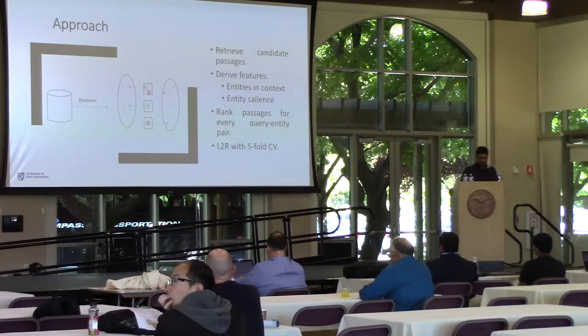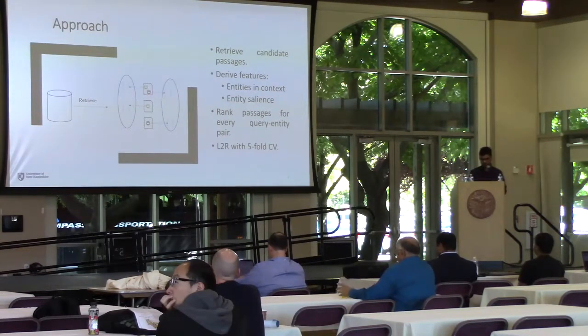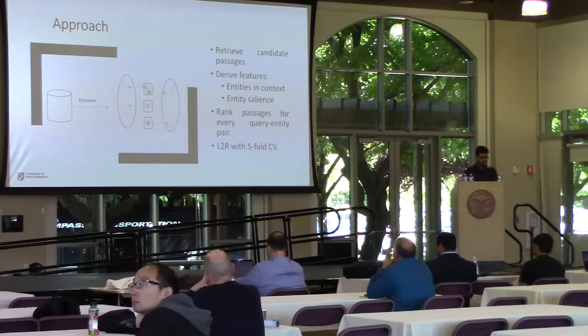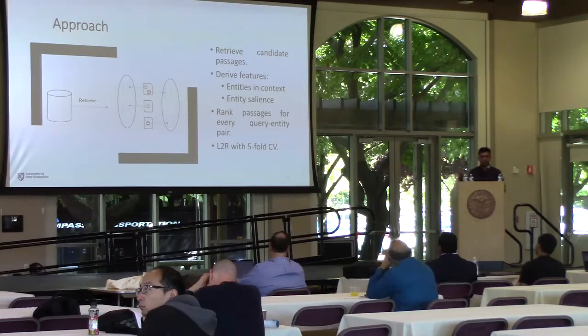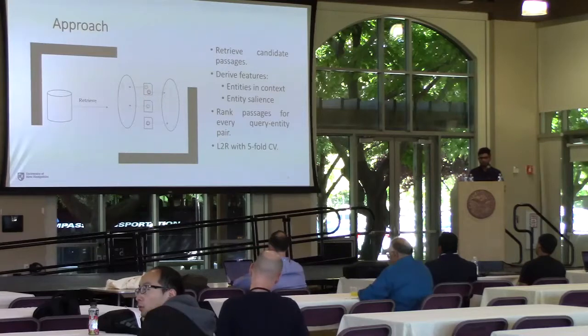The approach that we follow is, of course, we first retrieve a candidate set of passages for the query, and then we derive certain features based on two overarching approaches. The first thing that we look at is entities in context. By entities in context, I mean the other co-occurring entities with that given entity in the passage. The motivation is that if you know other entities which frequently co-occur with the target entity in the passage, then you can derive a distribution over these frequently co-occurring entities, and then you can use these co-occurring entities to score the passages.